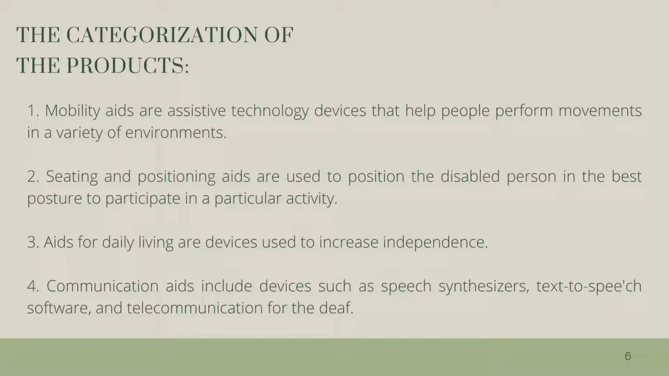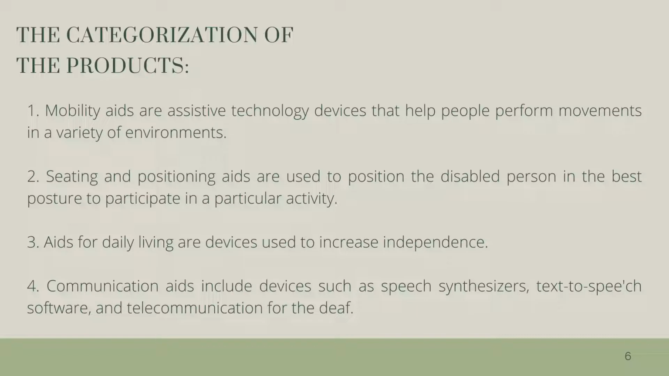Number 1, mobility aids are assistive technology devices that help people perform movements in a variety of environments. This includes manual and electric wheelchairs, canes, scooters, walkers, vans modified for travel, electronic direction finding, mobility aids, and other adaptations and devices.